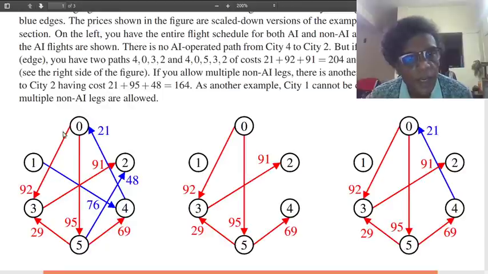So these are direct flights, non-stop flights. Suppose I want to go from 0 to 2, so I have to come here and here. The total price is 92 plus 91. Okay, so this graph specifies the direct connectivity of flights by AI and non-AI airlines. Now, since the question of AI travel is important, we first construct one thing. Consider only the AI edges that connect different cities.